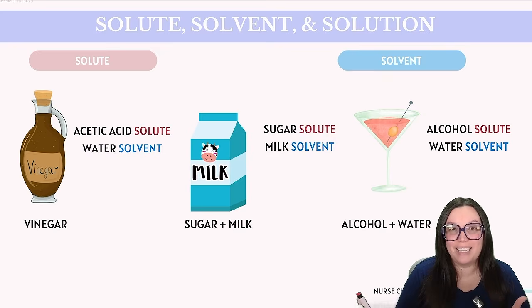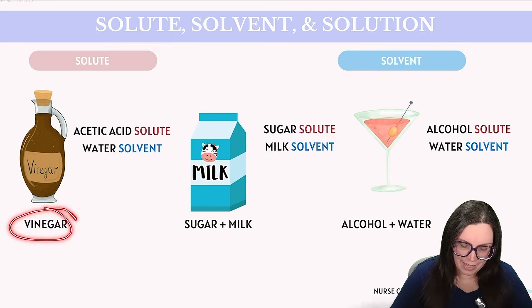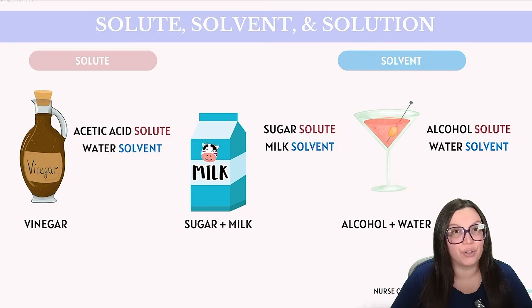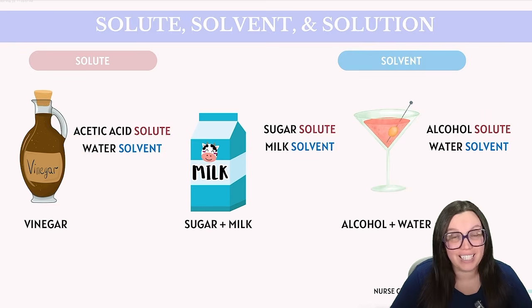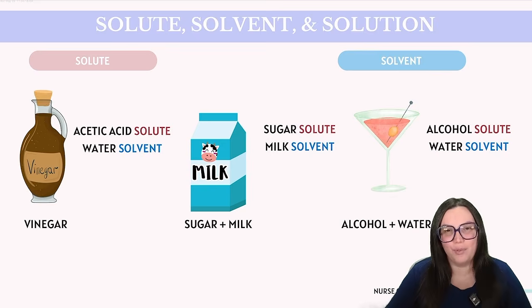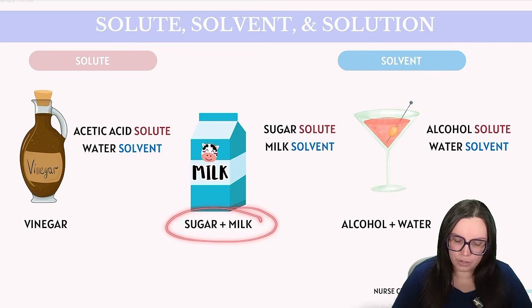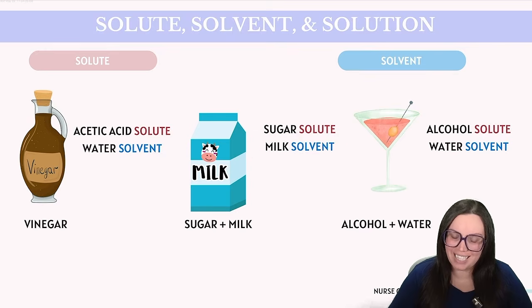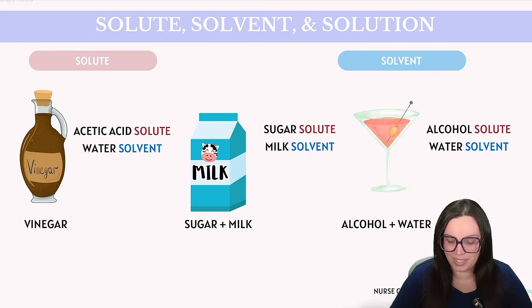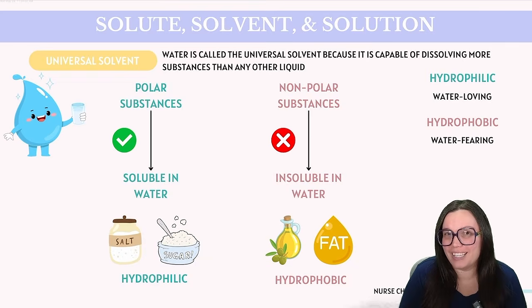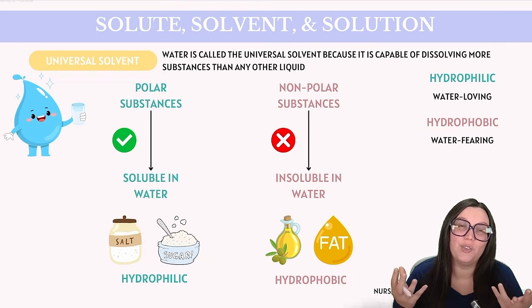Here are some more common examples of solutes and solvents. In a vinegar solution, we can see that acetic acid is going to be our solute, it's a much smaller amount, and our water is going to be our solvent because it's in greater quantity. Moving down the line, we have sugar and milk. Sugar is going to be our solute, and milk is going to be our solvent. And then with alcohol and water, again, alcohol is going to be our solute, and water is going to be our solvent.